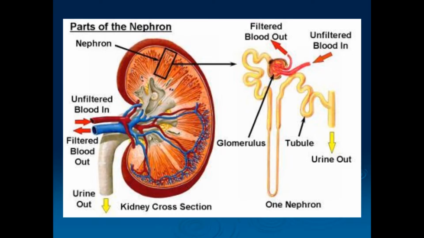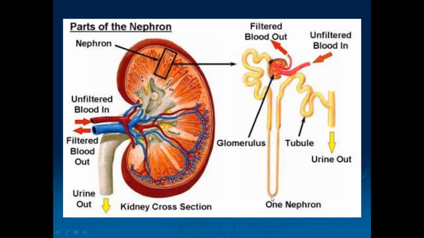The right and left renal arteries branch off from the abdominal artery and enter the kidneys, and so we've got the renal artery perfusing the kidneys. The entire blood supply circulates through the kidneys in 4 to 5 minutes, and the nephrons are the functional units of the kidney, and so they're located here, and here's an expanded version of one nephron.